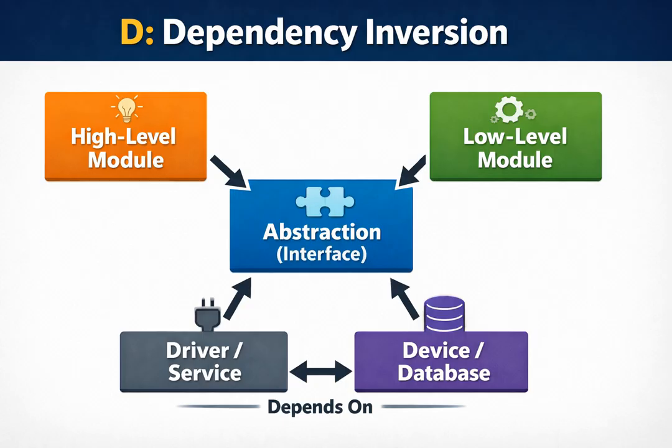Consider a light switch controlling a light bulb. Without DIP, light switch directly depends on light bulb. With DIP, both light switch and light bulb depend on an iSwitchable interface. The light switch interacts with iSwitchable, and light bulb implements iSwitchable. DIP promotes loose coupling, making systems more flexible, testable, and resilient to change.